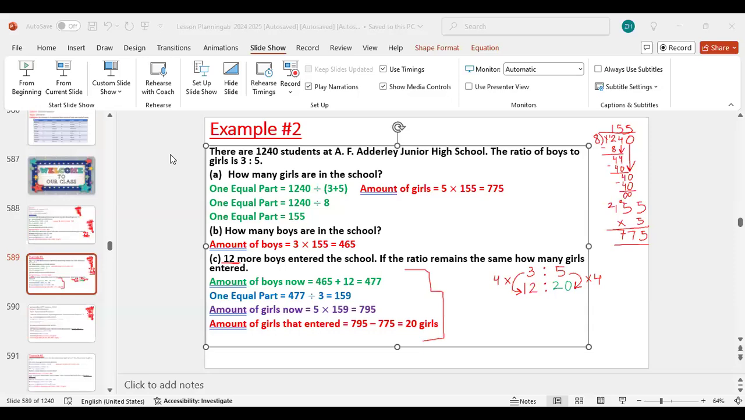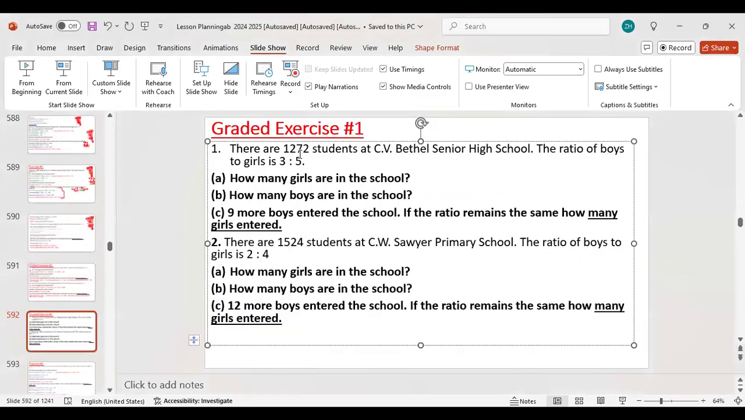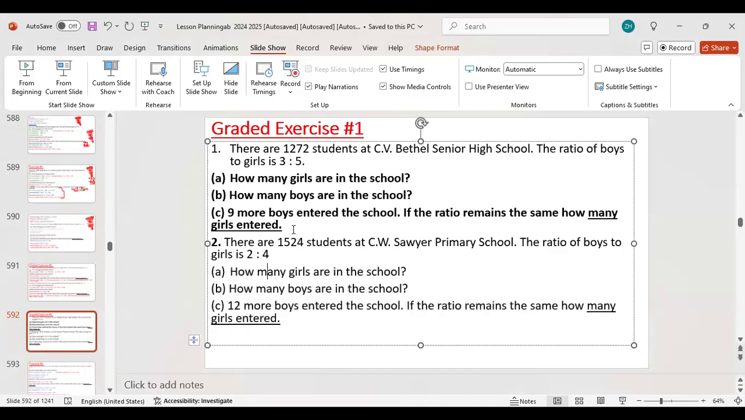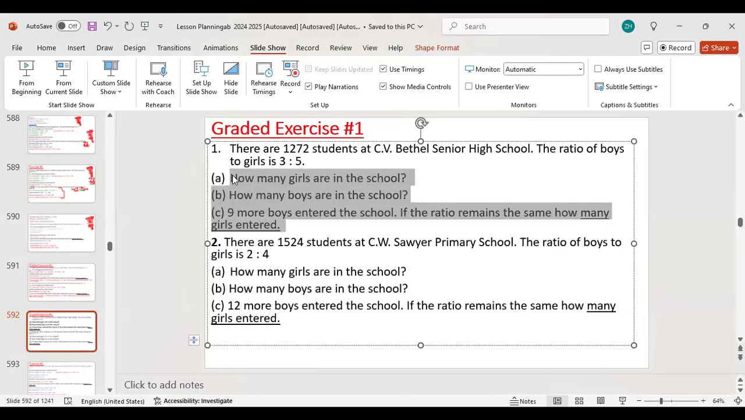All right, so can y'all see my screen? Let me know if you can see my screen. Yes, sir. Okay, good. This is going to be the grade exercise. If you're finished with the quiz, then you move on to this. Just 2 questions, part A and B.